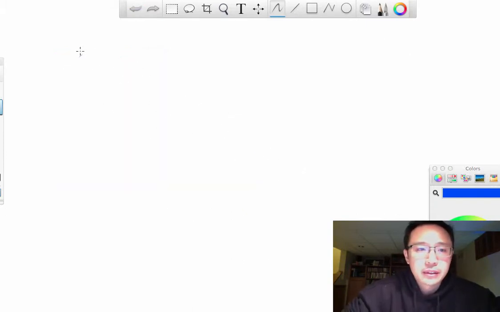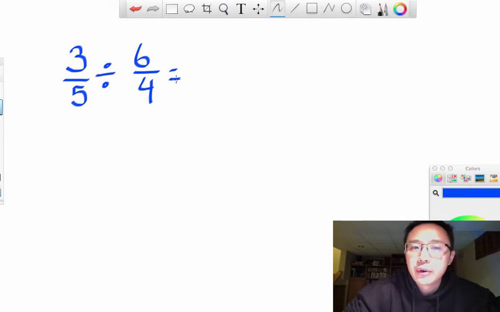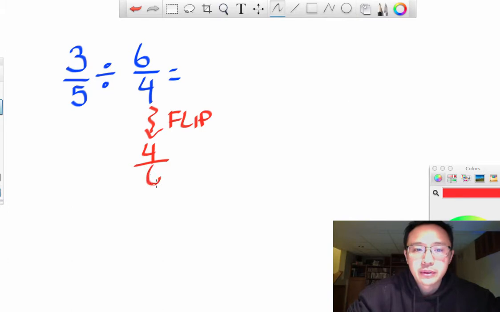So let's try another one. Say we have 3 over 5 divided by 6 over 4. Now we don't have a whole number, we have just a bunch of fractions. What you want to do is change this by flipping it. So we're going to flip. 4 will go into your numerator, 6 will go into your bottom.